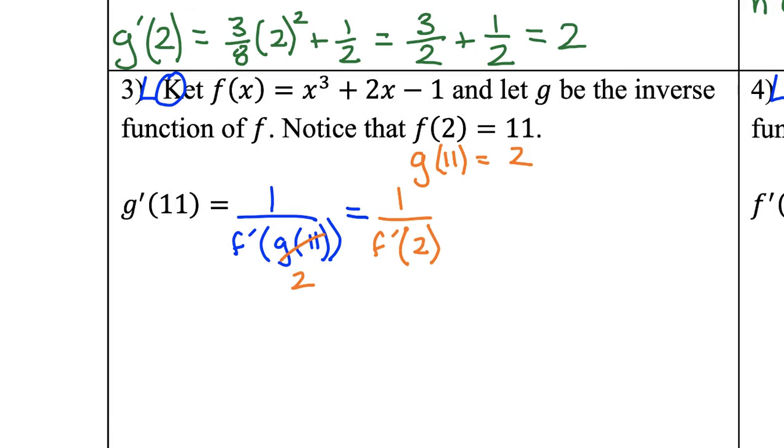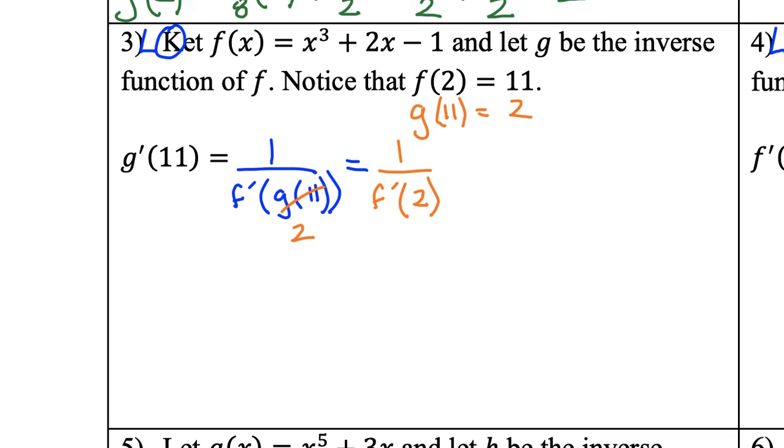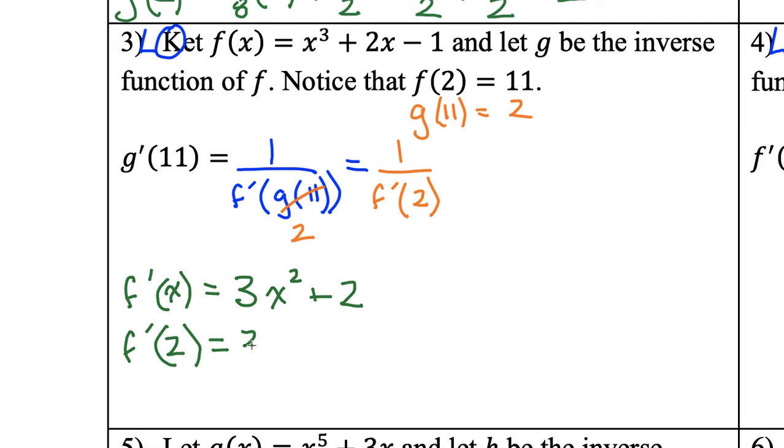Now I have to find f prime, then plug in 2. It's the same thing over and over again. So f prime of x is equal to 3x squared plus 2, and then I plug in 2. f prime of 2 is equal to 3 times 2 squared plus 2. And 2 squared is 4. 4 times 3 is 12. 12 plus 2 is 14. This is 1 over 14. Final answer, box it.